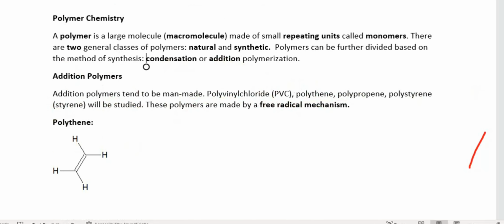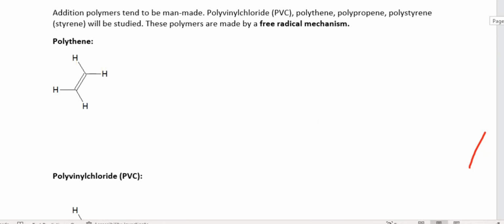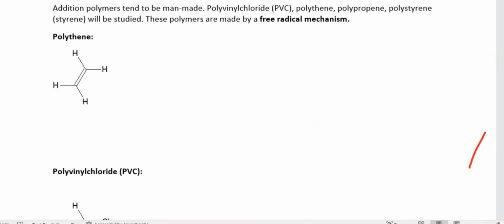These are made from, as it says there, free radical mechanism. You do not need to know the mechanism really. In the past, you used to have to know it, but no, you don't have to know it. So therefore, now what I'm going to show you is the general structure of the alkene, because these are alkenes, as you can see, from the double bond there, if you can recognize that.